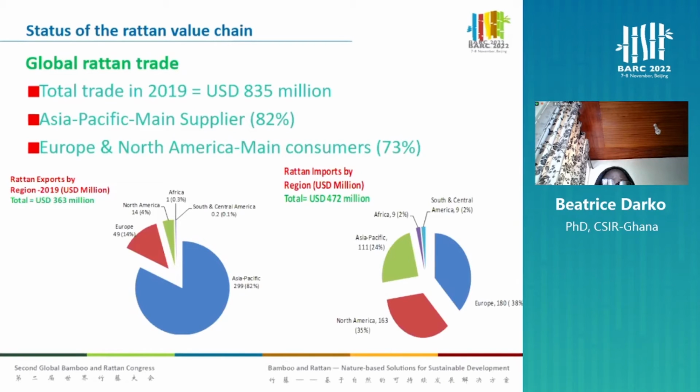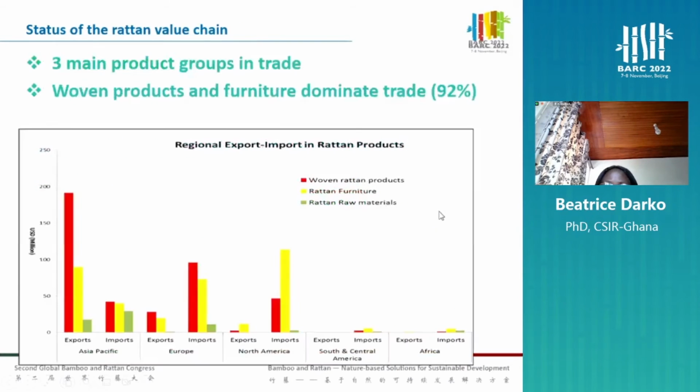INBAR in 2019 estimated the global rattan trade as around 835 million USD, with Asia Pacific supplying about 82%. Europe and North America are the main consumers, consuming about 73%. So that's the percentage share I've put in charts for the export sector and for the consuming sector. Okay, so there are 3 main groups of products in trade at the moment. The woven products and furniture dominate about 92% of the trade.